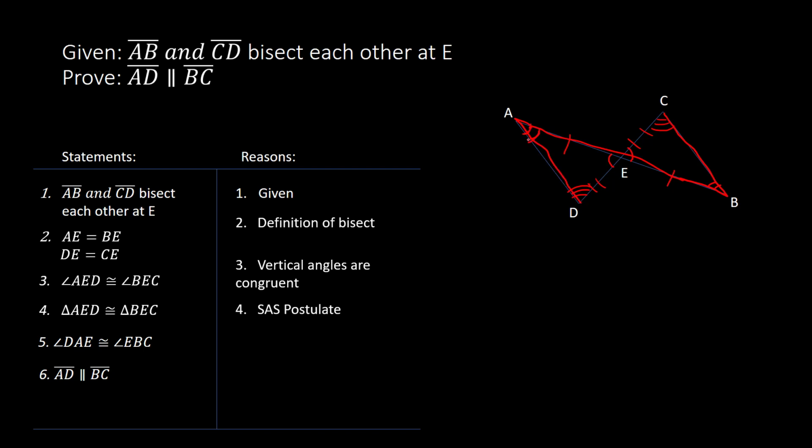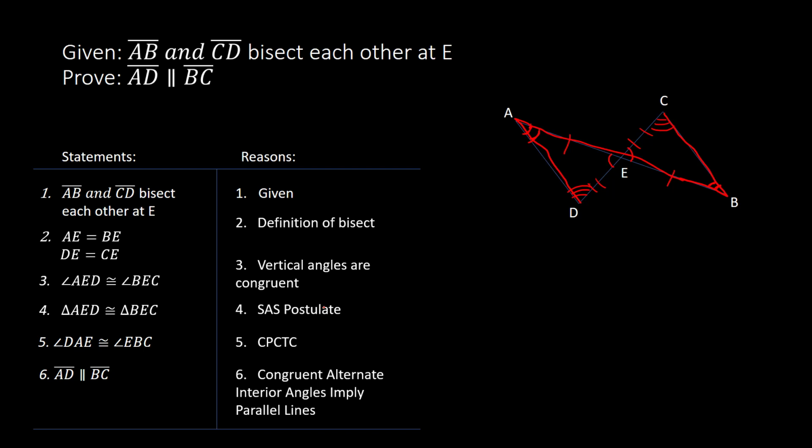So notice DAE and CBA, those two angles, are alternate interior angles. And alternate interior angles, if they're congruent, would imply that we have parallel lines. So we forgot the reason for number 5. The reason for that was because corresponding parts of congruent triangles are congruent. That's what the acronym stands for. But then we can conclude now we have parallel lines because we have alternate interior angles that are congruent. So that implies that we have parallel lines.